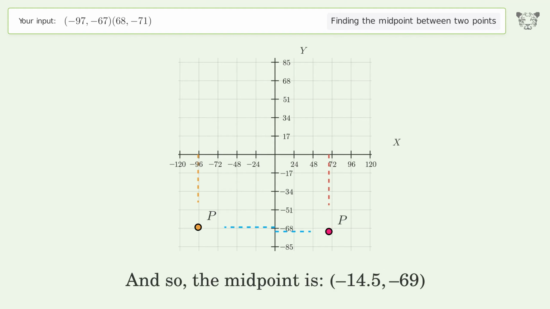And so, the midpoint is negative 14.5, negative 69.